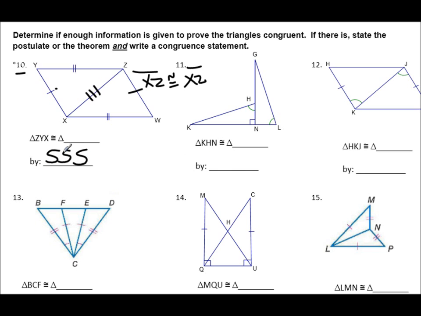And to make our congruency statement, it says Z, Y, X. So we have to look at the order of our markings. Z to Y to X goes 2 hash marks to 1 hash mark to 3 hash marks. So I have to go in the same order when I come up with my second set of letters. So I have to go X to W to Z, 2 to 1 to 3. So it has to be in that order, X to W to Z.